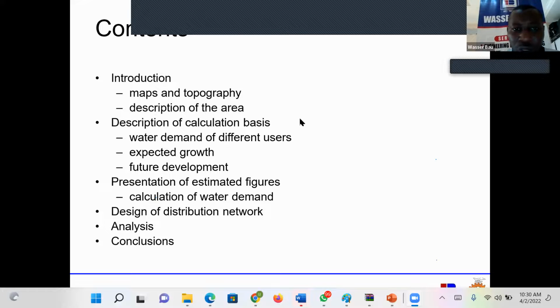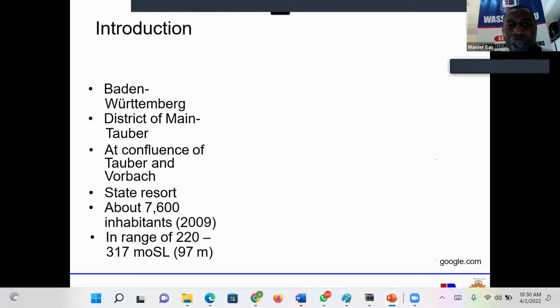So the first thing is introduction. What do you do in introduction? Well, you give a summary of the place you are designing. What is the location? What are the features of that place? What is the source of water? What is the population? What is the usage of the people? What is their work? Because all these parameters will influence their water demand.